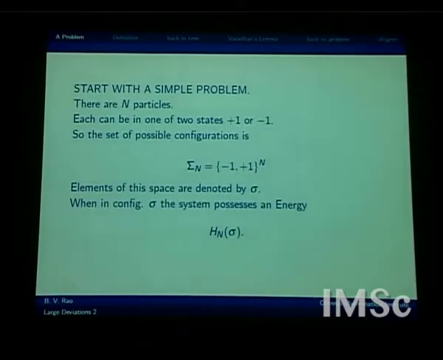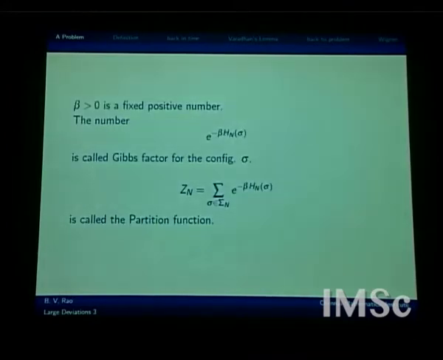Now comes an interesting concept. Whenever the particles have a certain configuration sigma, they possess a certain energy. That we shall denote by Hn sigma. Beta greater than 0 is a fixed number. What is that number? I will tell you in a minute, and why I would take a number beta at all. This e to the power of minus beta Hn sigma.